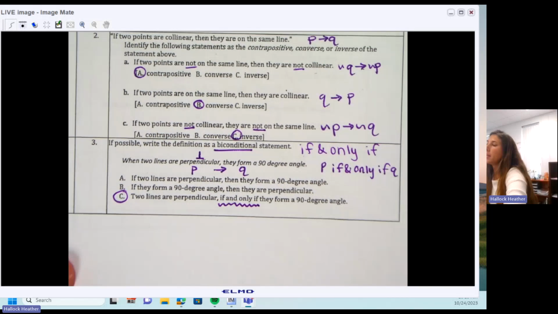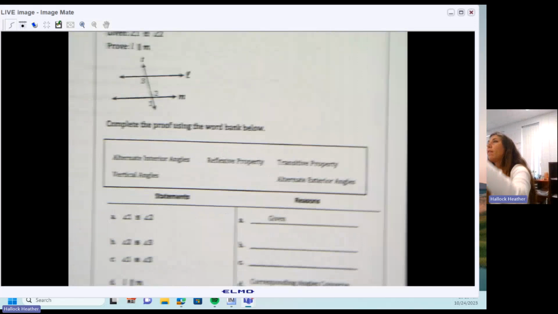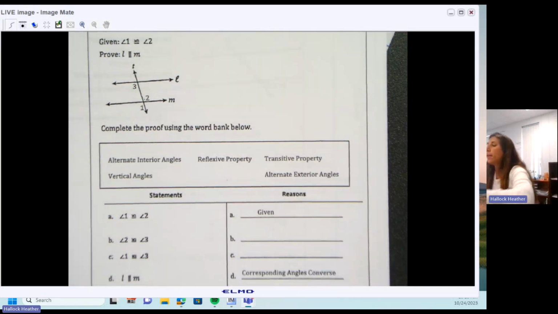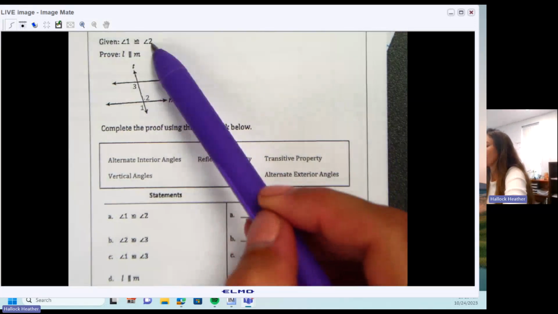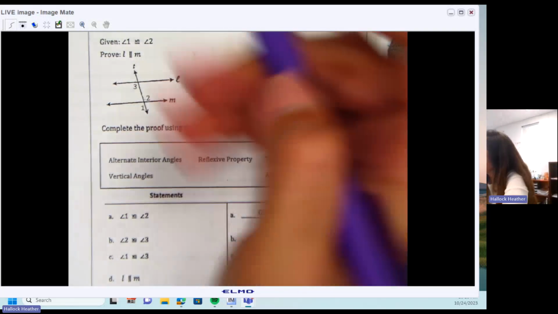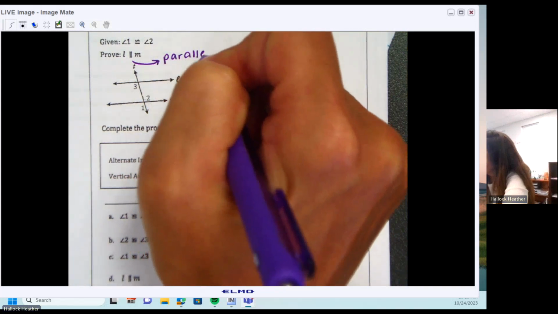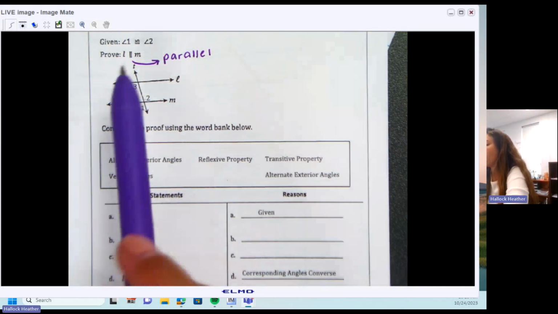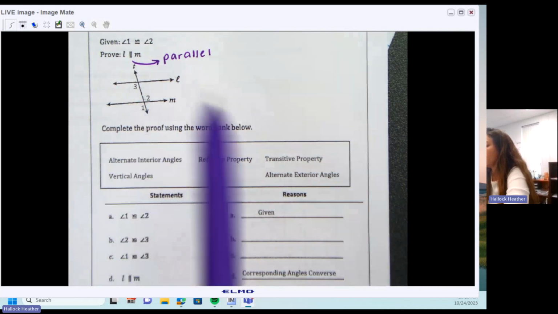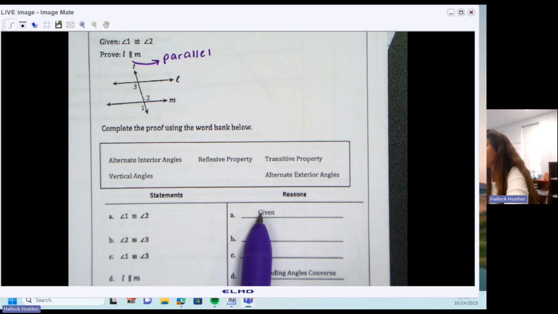Number 4 is the second proof that's on the test. It is proving that lines are parallel. So I'm given that angle 1 and angle 2 are congruent. I have to prove line L is parallel, these double lines mean parallel, to M. So I have 3, 2, and 1. It says angle 1 is congruent to angle 2. That is given. I know 2 is congruent to 3.